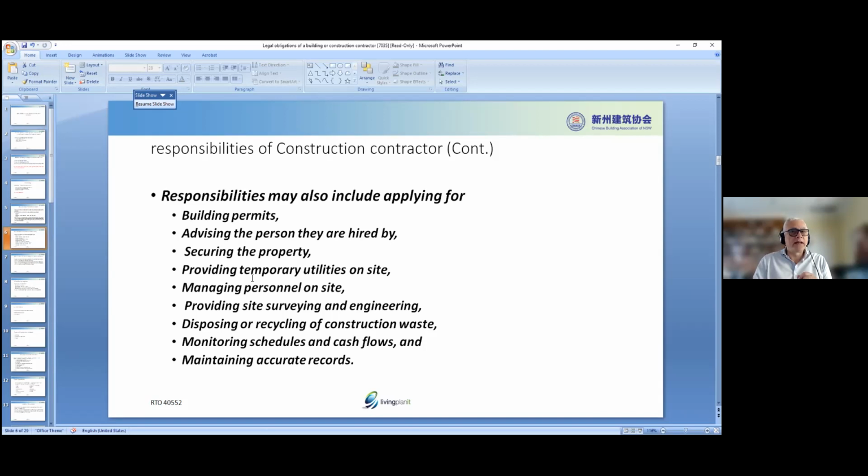One that's getting a lot more importance these days is disposing or recycling of construction waste. Because of the push for a more environmentally friendly process, we have a lot more responsibility. Okay, we don't just throw all our rubbish in the waste. We recycle, we try and minimize the effect on the environment, and councils and other government departments are pushing for that. So we have to be conscious as builders.